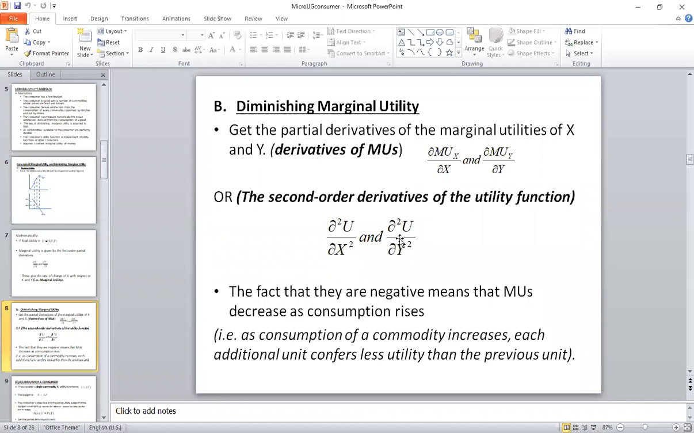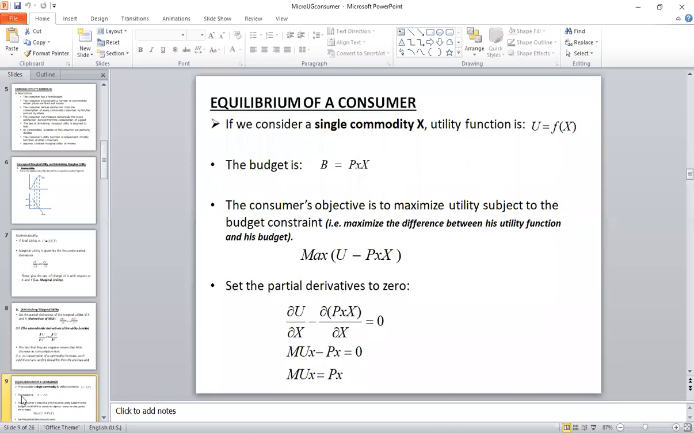But now these ones are negative. And because they are negative, it means that the marginal utility will decrease as consumption rises. So because we know that when you consume more, you get less utility. So these ones are negative, the marginal utility. We shall revisit that when we come to ordinal utility approach to show why they are negative.